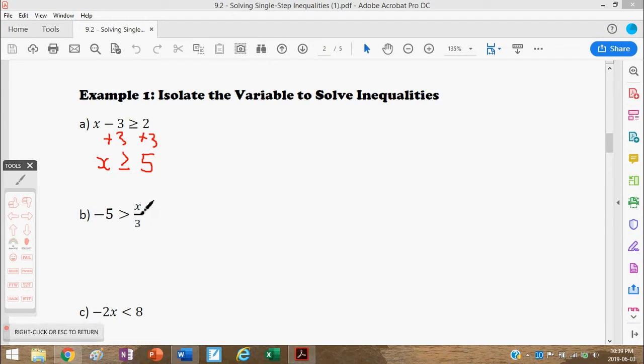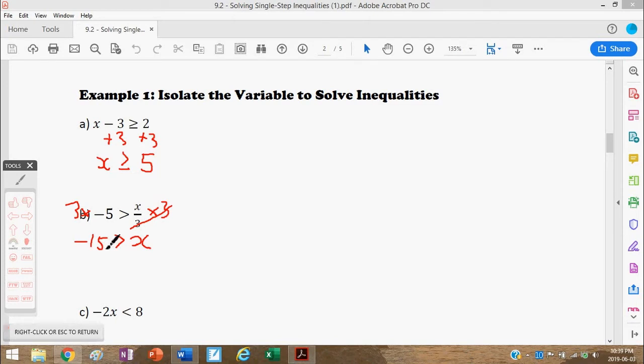Moving on to this one here. Okay, we want to get x by itself. Well, x divided by 3. Okay, we got to multiply both sides by 3. Okay, so 3 times x divided by 3, these cancel. I'm left with just x. 3 times negative 5 is negative 15. I multiplied by a positive, so I don't have to worry about reversing my sign. This is true for all values of x where x is less than negative 15.